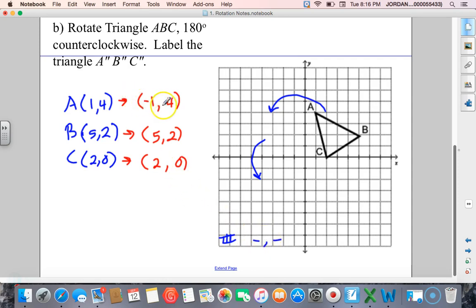So I'm going to put a negative on the X, negative on the Y, negative on the X, negative on the Y, negative on the X, and of course 0 doesn't need a negative. So our new shape is going to be the points negative 1, negative 4, and then negative 5, negative 2, and then the point negative 2, 0.